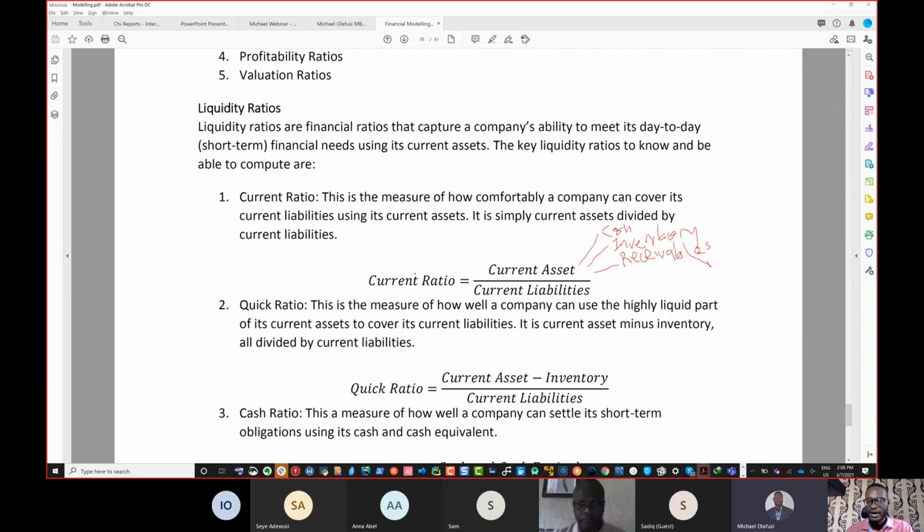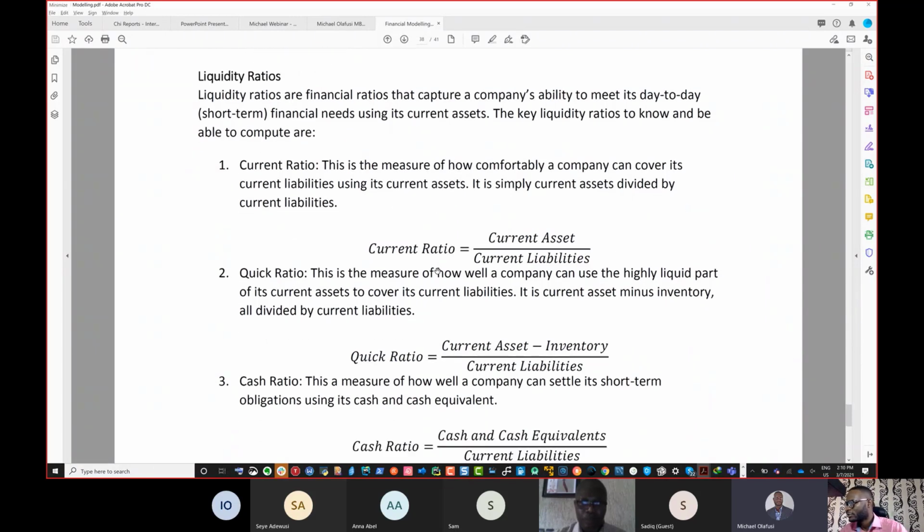So what are we saying? How well, without you having to do a fire sale on your inventory, are you able to cover your liabilities, the payables, what you owe your suppliers, the other things that you are meant to settle, outside of your inventory? If you use your cash and your receivables, are they able to cover them? So that's what the quick ratio does.